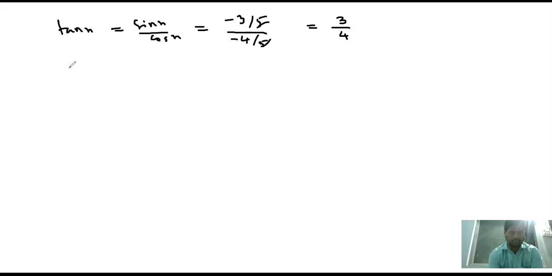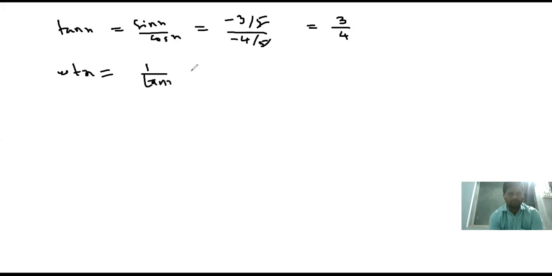Then now we find cot x. So cot x is equal to 1 by tan x, which is 4 by 3.